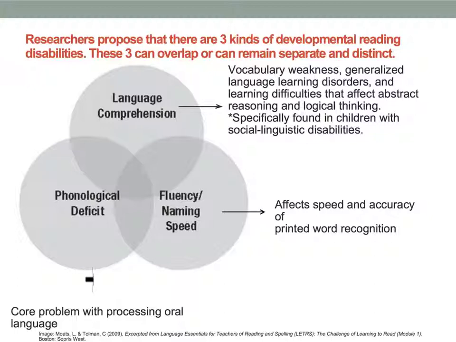Researchers have proposed that there are 3 different kinds of reading disabilities that you can potentially come in contact with throughout your career in teaching. You can see them in separate, distinct counterparts, or you can see them overlapping one another and even possibly being a mixture of all 3. The 3 kinds are language comprehension, phonological deficits, and fluency or naming speed.